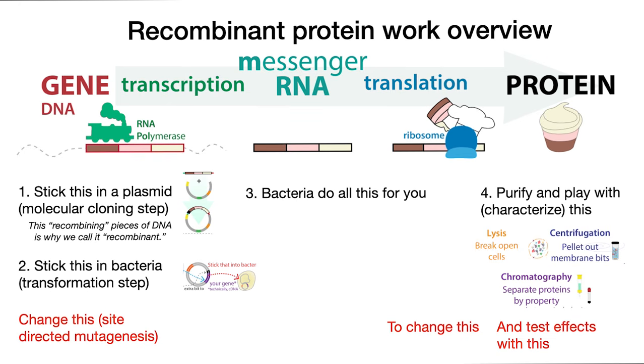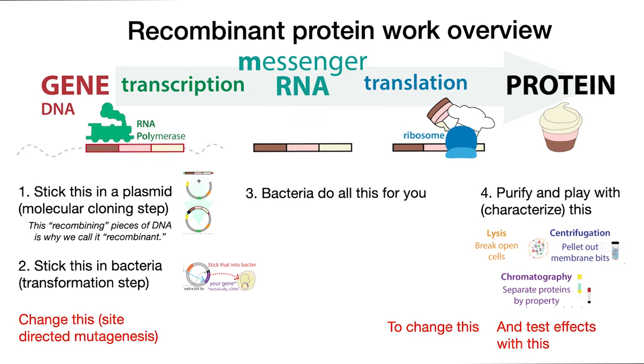So lysis: you break open the cells, you spin them down, you centrifuge them, you isolate the protein using chromatography. We have these columns filled with little beads that separate the proteins based on their properties. And then we can do experiments with them.